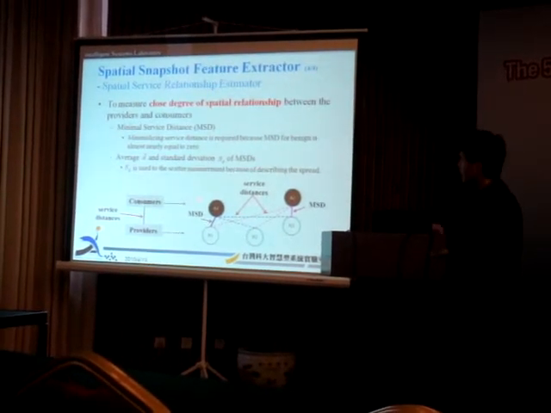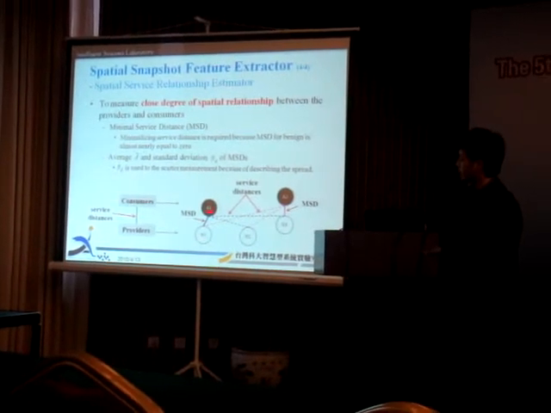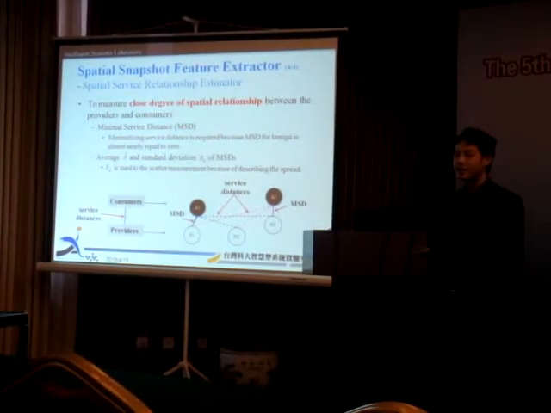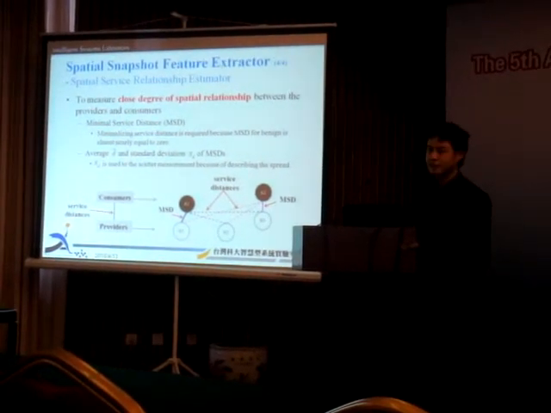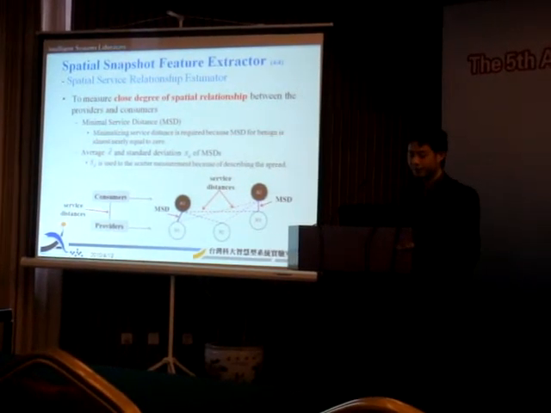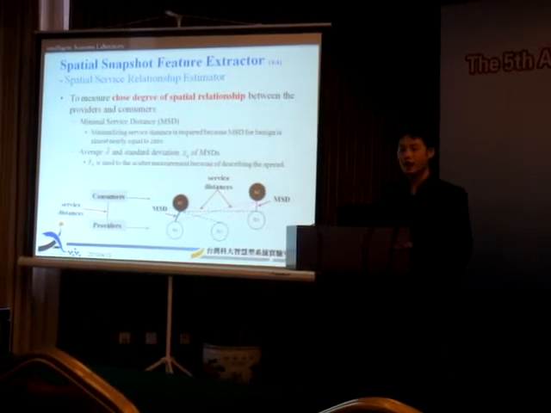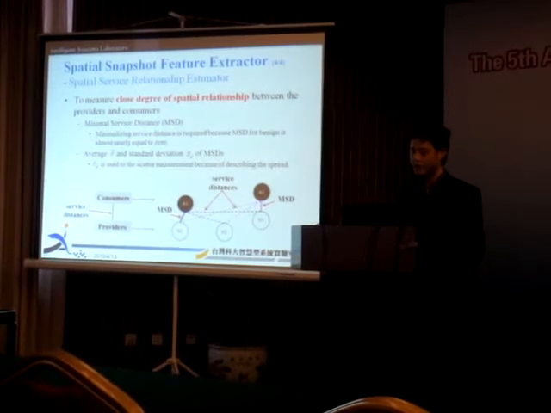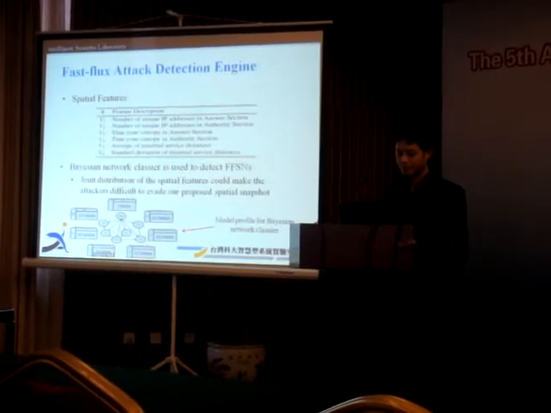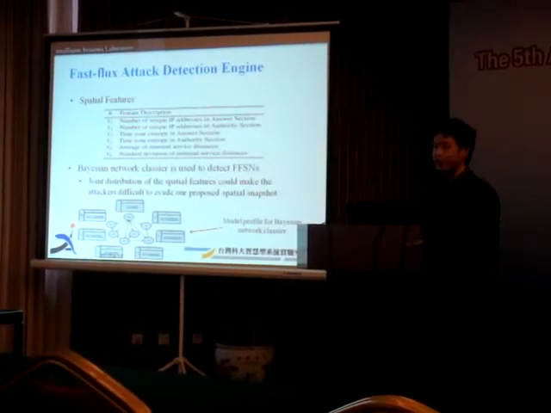After that, we calculate the distance between A1 to the consumer and the provider distance, and get the minimum distance for our calculation. The distance is calculated by Euclidean distance from the physical coordinate edges. And after that, we can extract several features for detection.